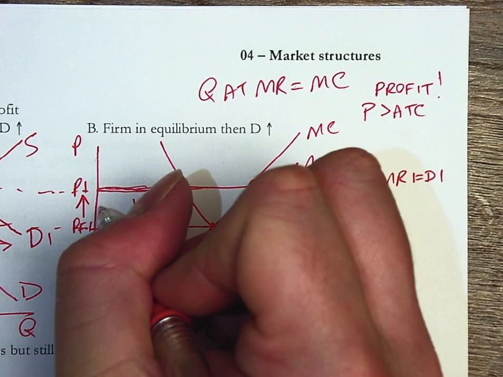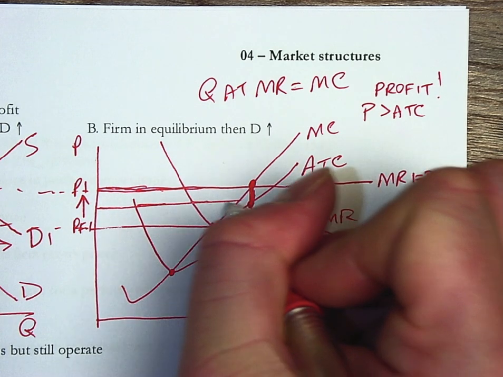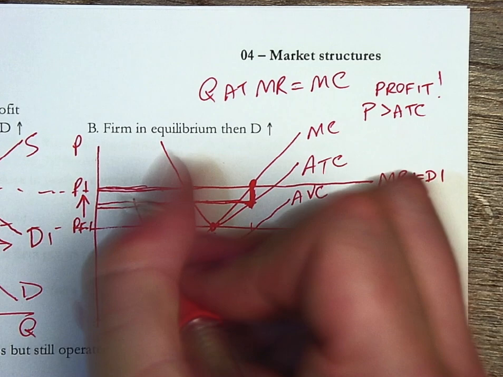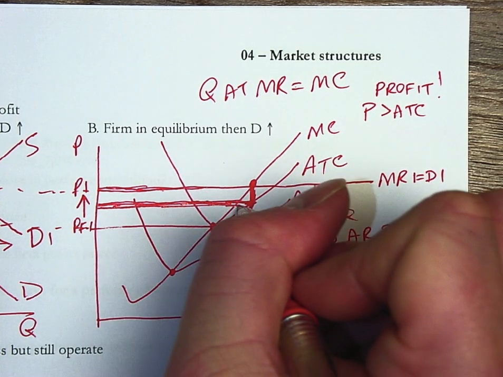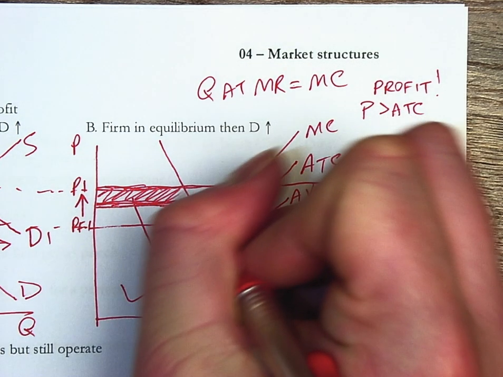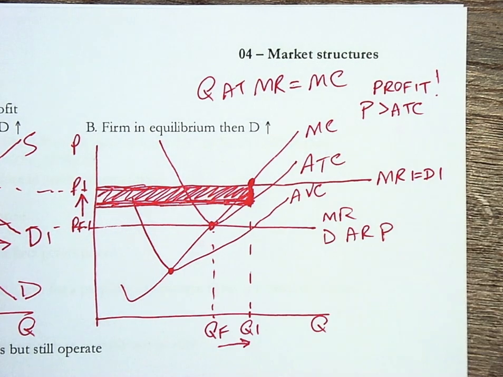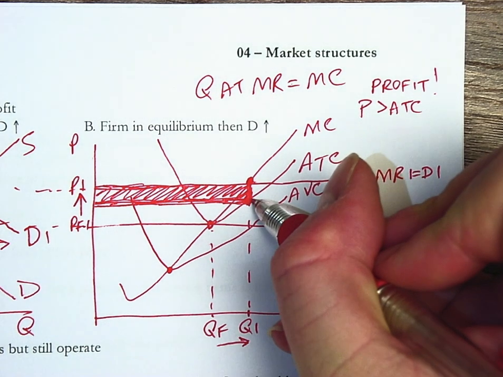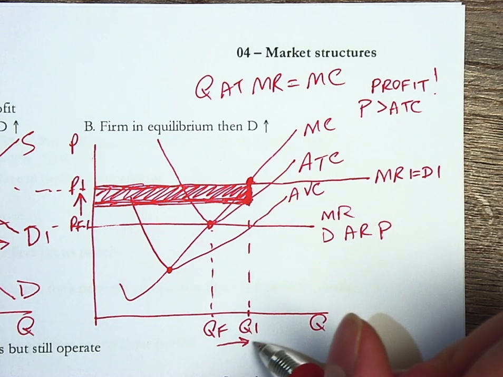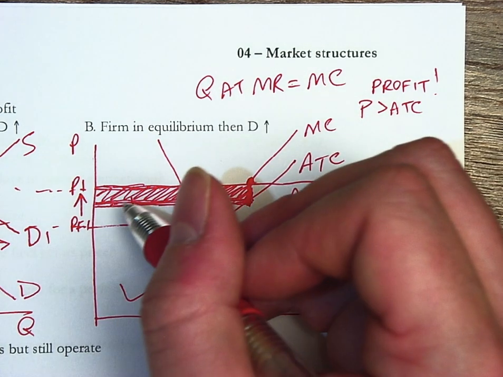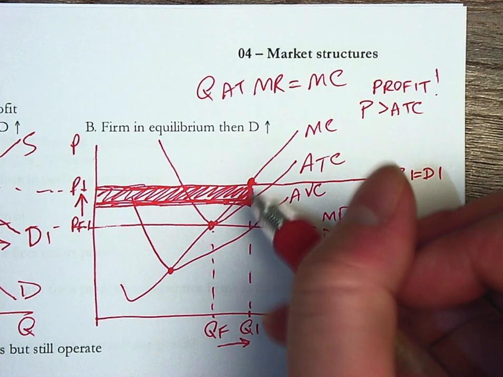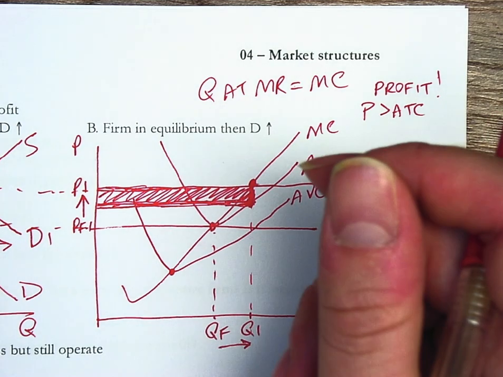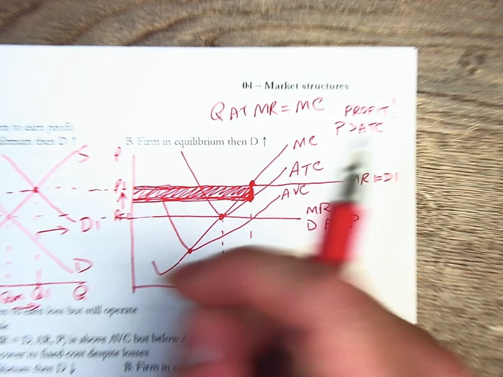The total amount of profit is that rectangle. We go from the ATC over, and we can shade that rectangle, and that rectangle is the amount of profit. So we're going from the price to the ATC at this new quantity, and we go all the way over, and that rectangle is the amount of profit. So we're always going to be comparing price to ATC when we're looking for profit and for loss. Okay. So now we're going to do the other one here.